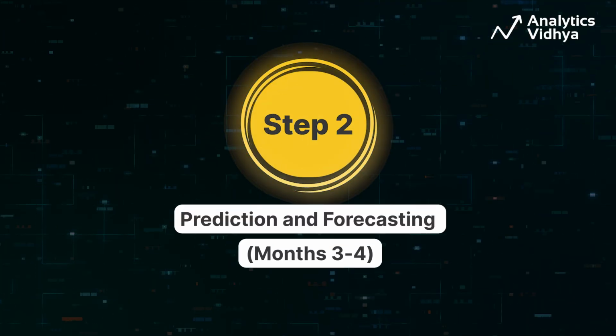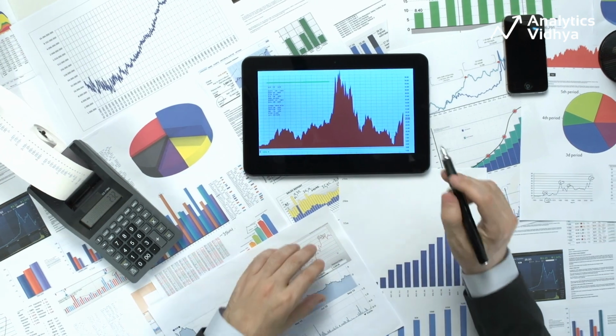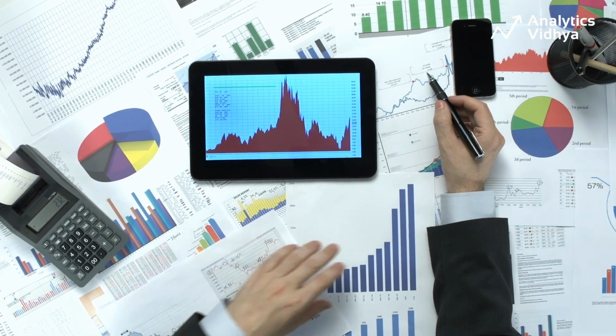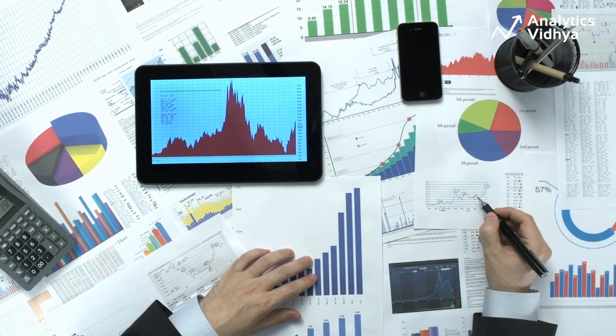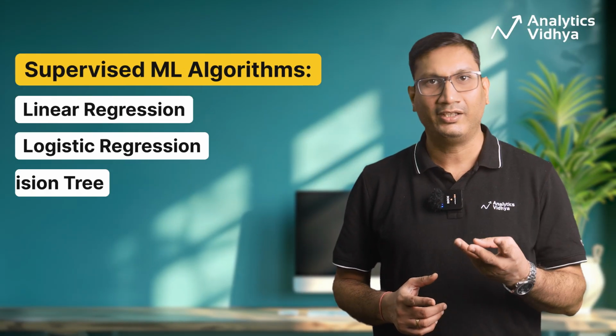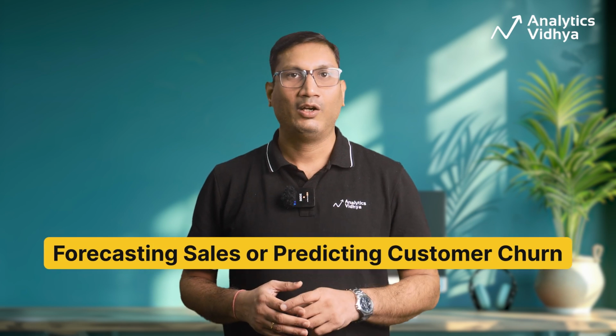Step 2. Prediction and Forecasting. In Step 2, we expand on our clean data to build predictive models. This stage focuses on applying machine learning techniques to analyze and predict outcomes based on data. Begin by learning supervised machine learning algorithms like linear regression, logistic regression, decision trees, and random forests. These models help you to identify relationships in your data and make predictions, such as forecasting sales or predicting customer churn. Master the scikit-learn library to implement all these algorithms.